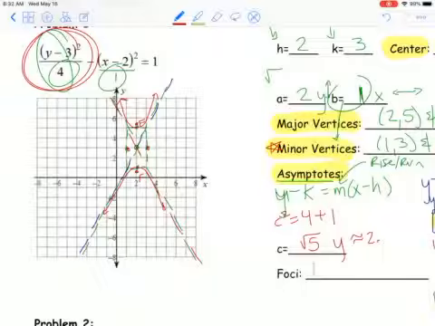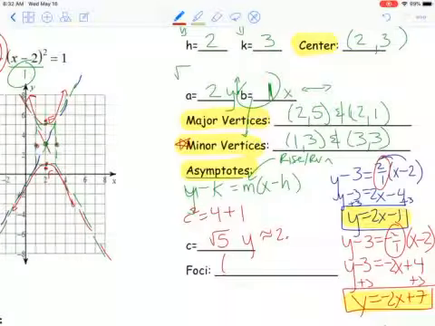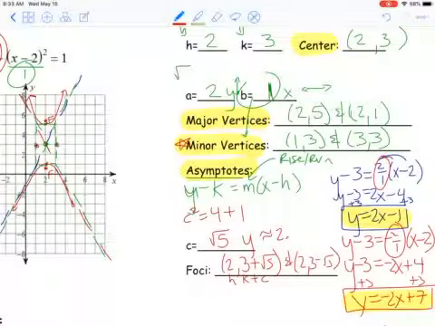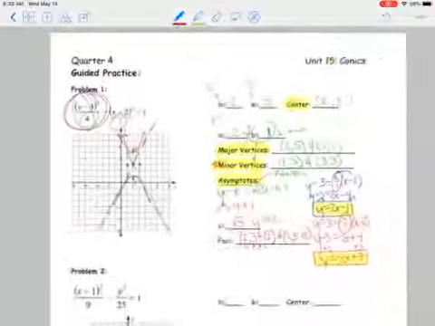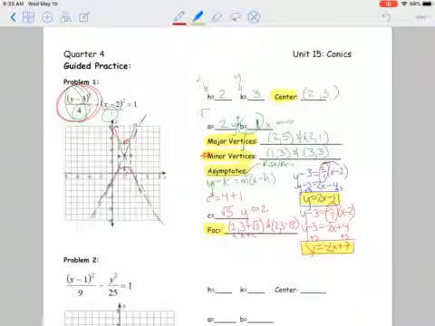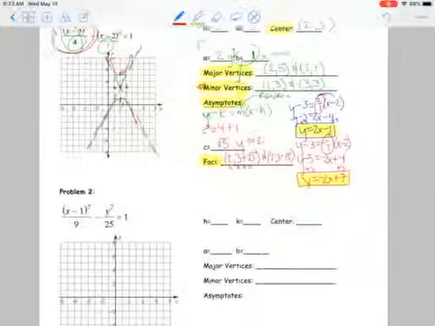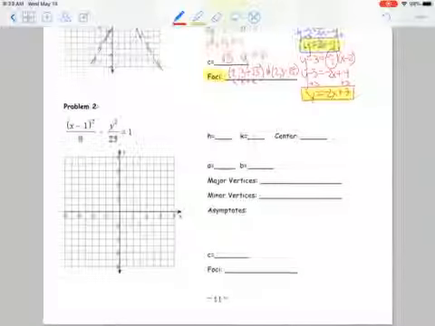And then the foci, remember, is still the same as ellipses. So you go 2, comma 3 plus radical 5, because I'm changing my y's. Remember, this is h and k plus c, and then h and k minus c. Okay? So that is everything I want to see between your graph and the list. So let's look at one more problem together.